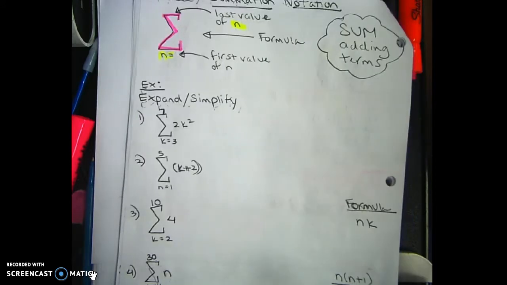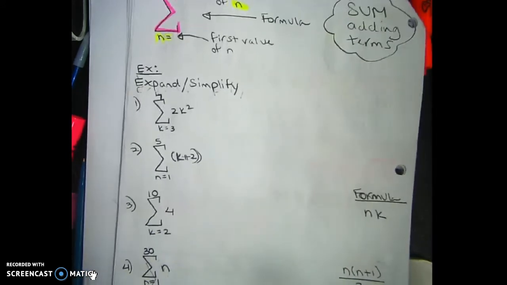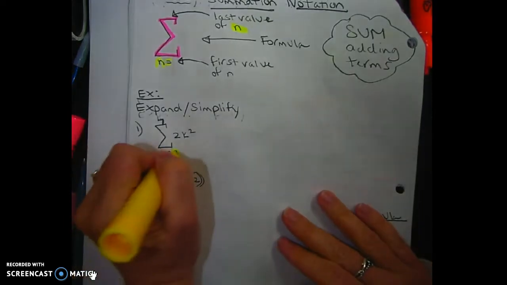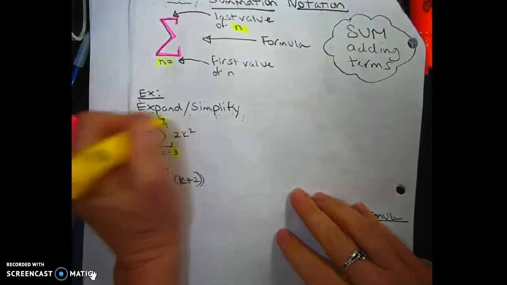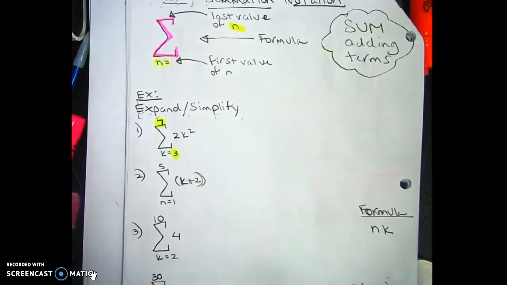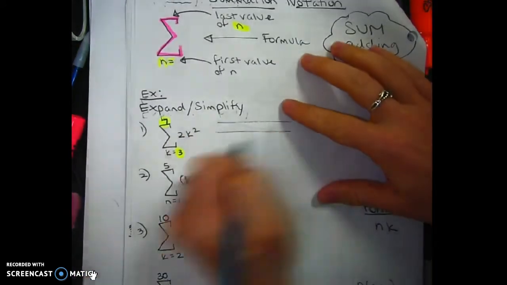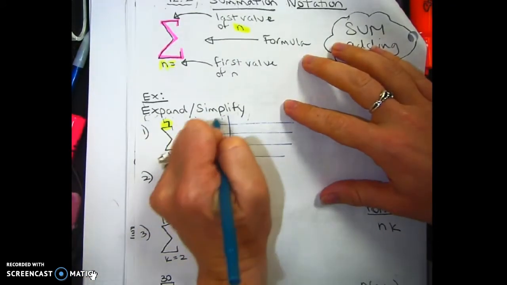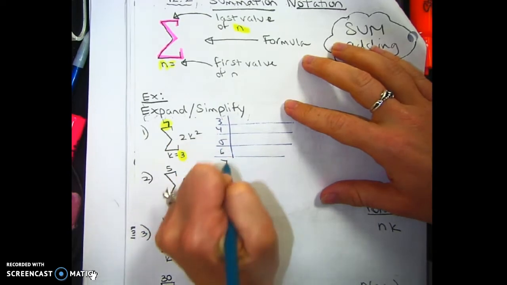Okay? So let's start with the first one. If you look here, they want you to start with the third number of the sequence and go all the way to the 7th number in the sequence. So I'm going to make a little box. It's kind of like what we did on the first day. 3, 4, 5, 6, 7.